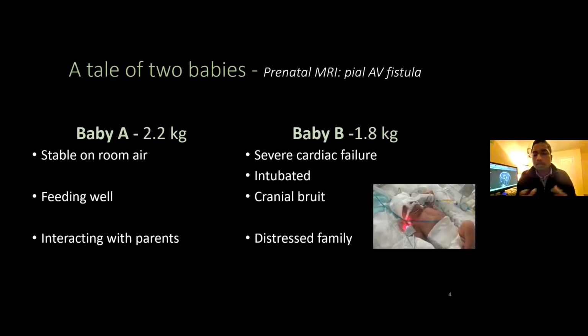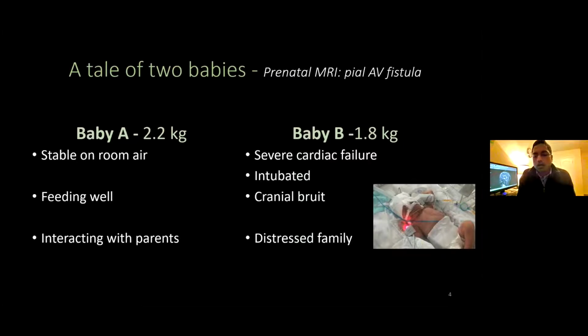So let me start with the story. This was about 2 years back, and we had 2 babies who were diagnosed with fetal MRI with PL AV fistula, and they were delivered and came to the NICU, and the neonatologist called me to examine the child and look at them. So there were 2 children. They were both in the same unit. They were in opposite beds. So one in the bed and the other one in front of him. And both of them were around 2 kilograms.